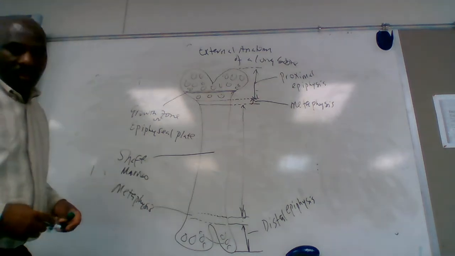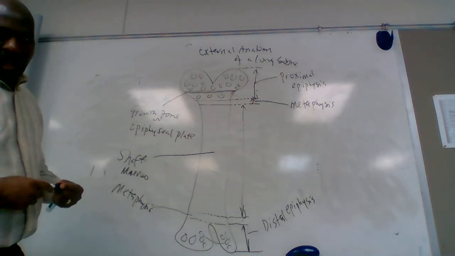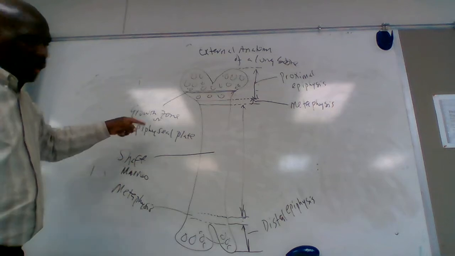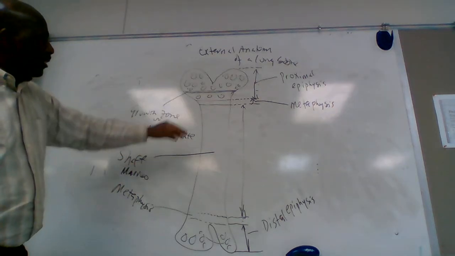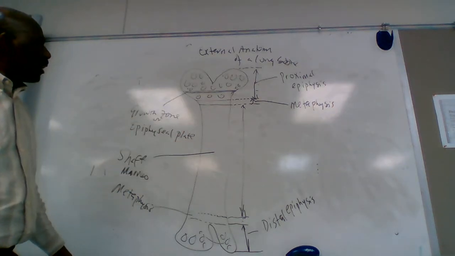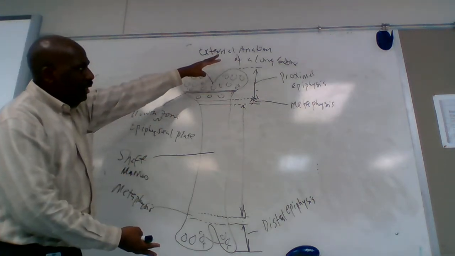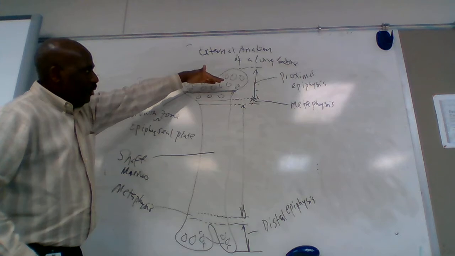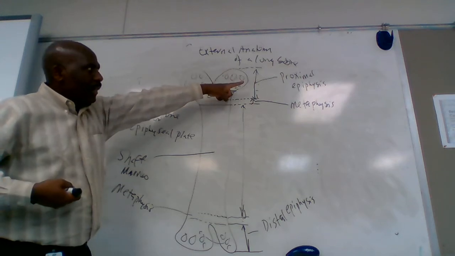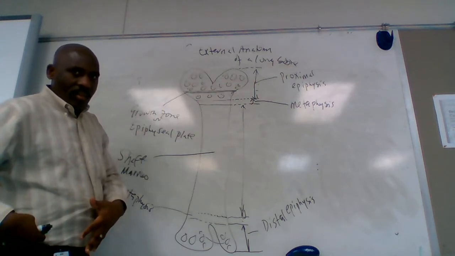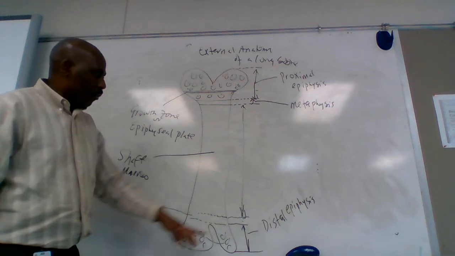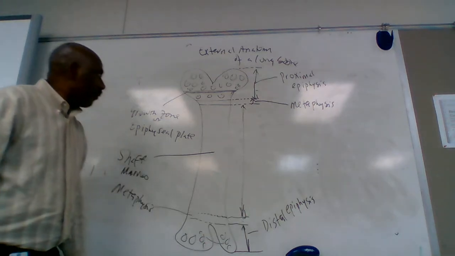We'll have a shaft with marrow. So essentially, this is how the external anatomy of the bone actually looks. Both ends are called epiphyses. The end that is closer to the body would be called the proximal epiphysis. The end that is further removed from the main trunk will be called the distal epiphysis.